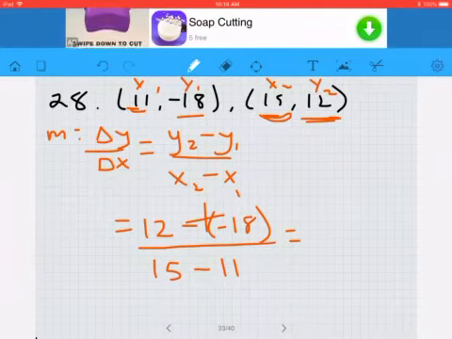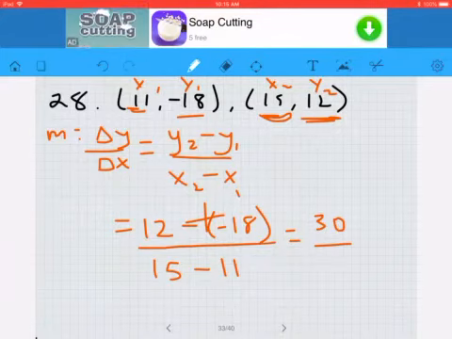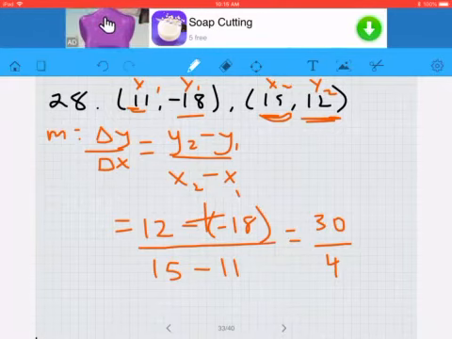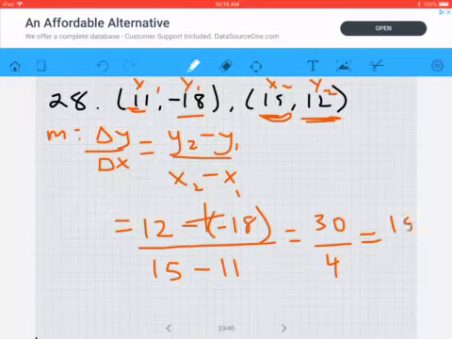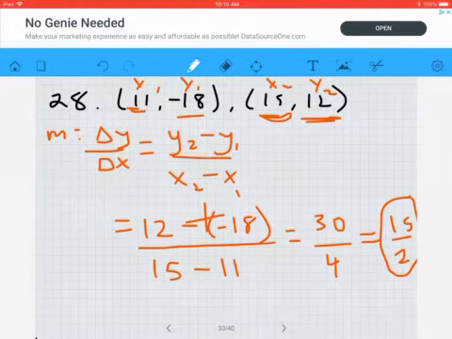So 12 plus 18 is going to give me 30, and 15 minus 11 is going to give me 4. 4 does not evenly divide into 30, which is totally fine, but we're going to simplify anyway. Both are divisible by 2, so I get 15 over 2, and I think that's as simple as we can get it. So our m, or our slope, is going to be 15 halves.